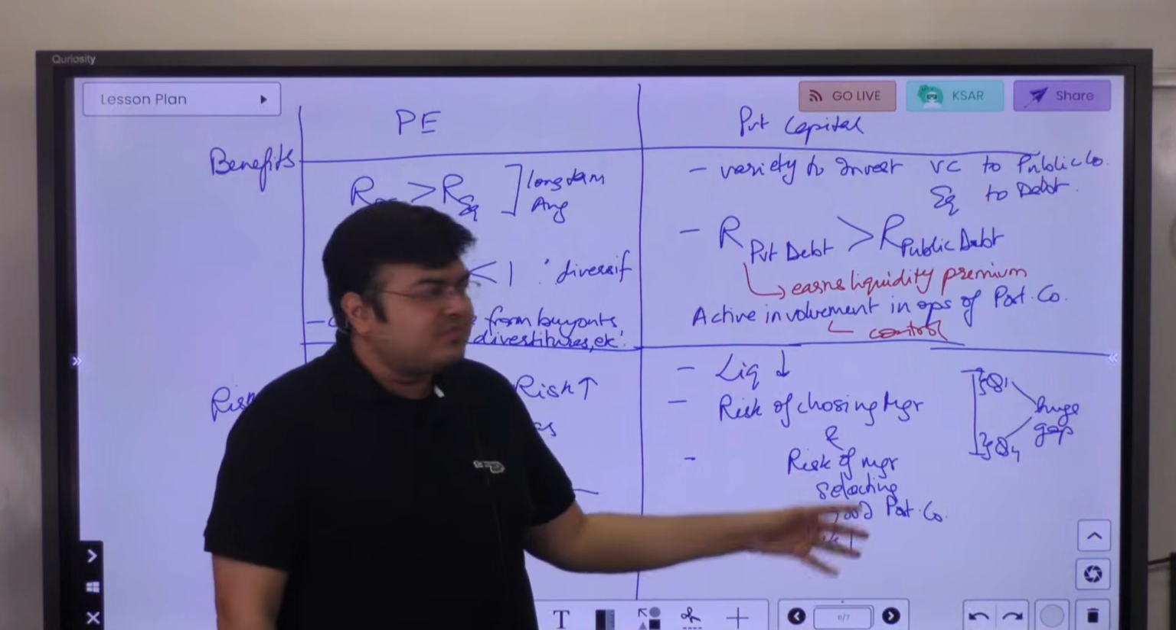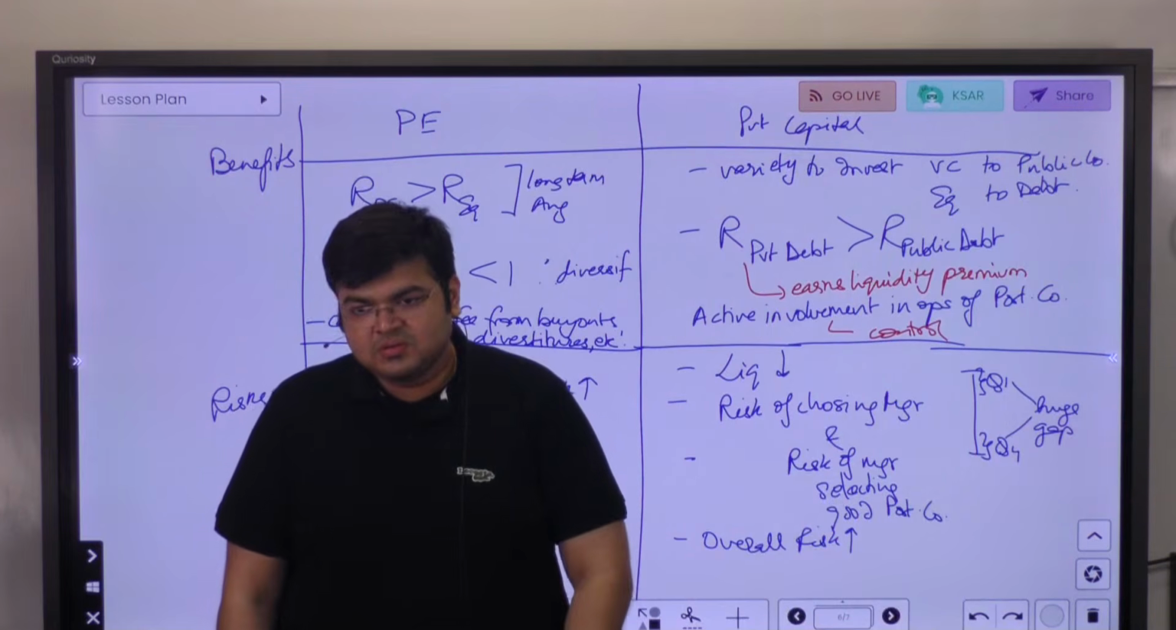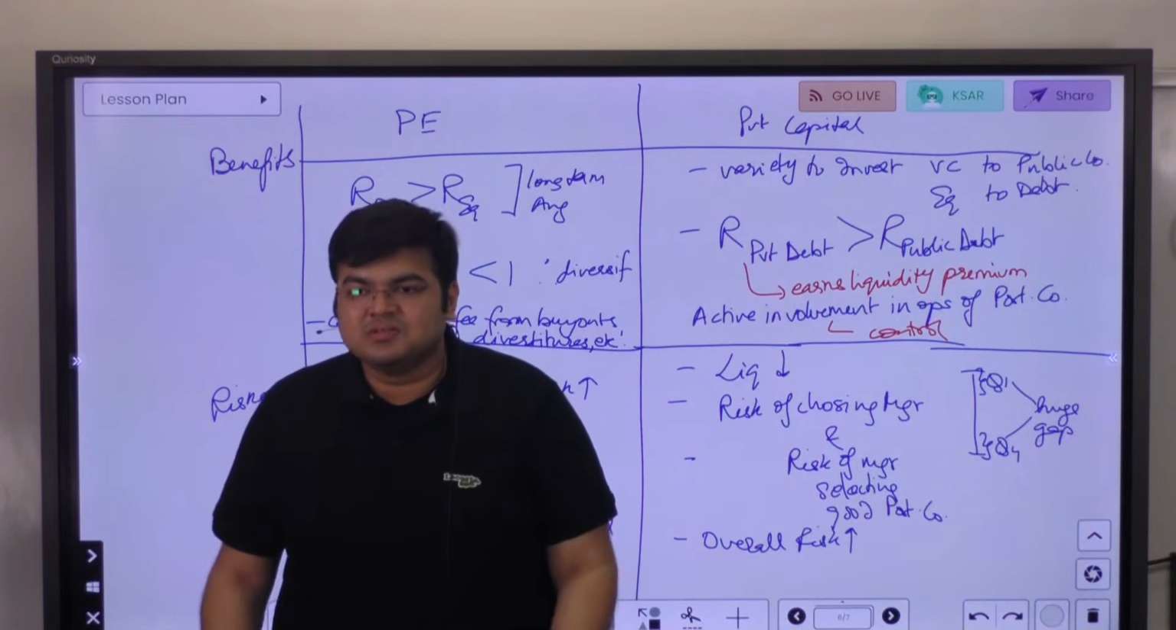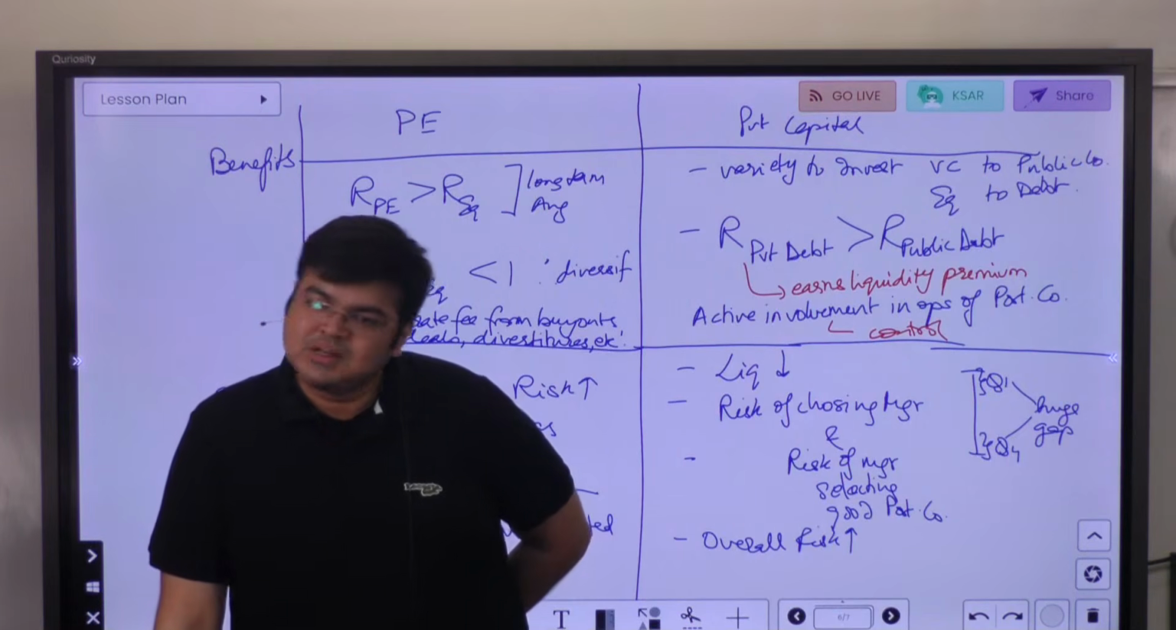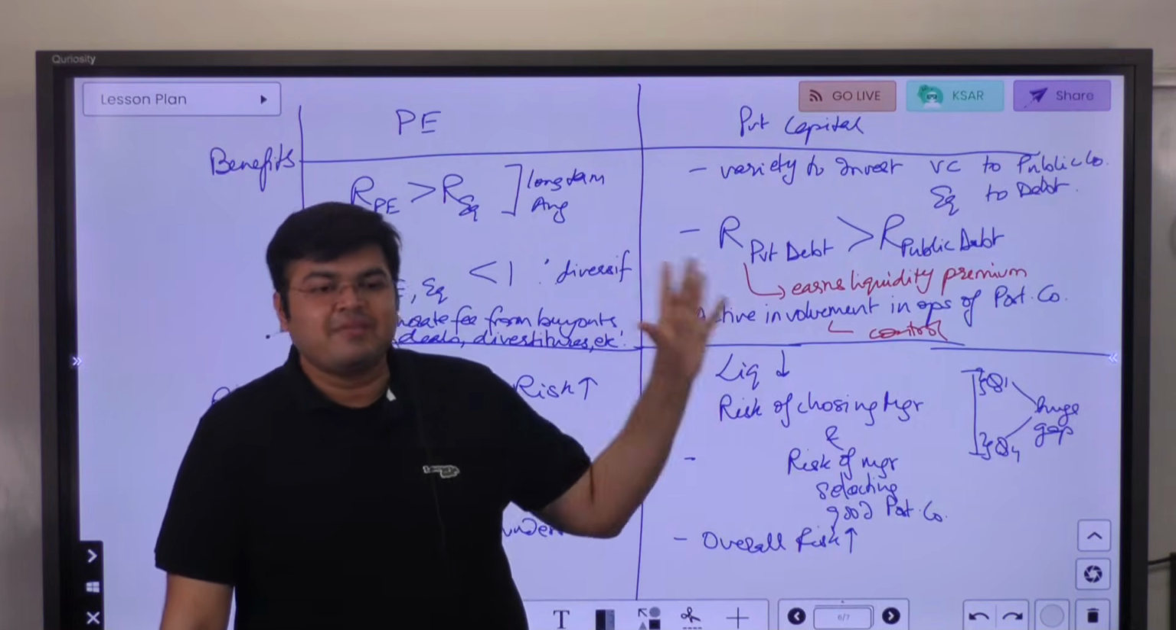And there is also a major risk. Overall risk is very high, because of which you're getting high returns. On average, your risk is high. That is why you're generating a higher amount of return. Tell me, comfortable? This is private capital for you.